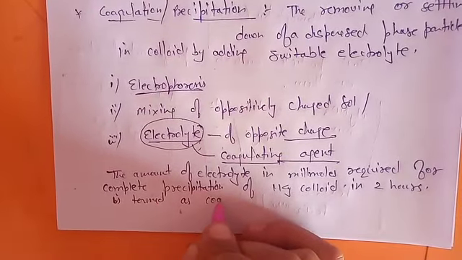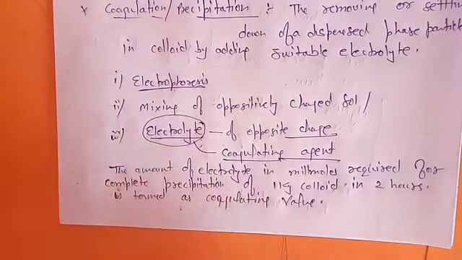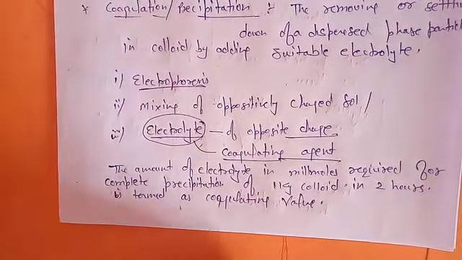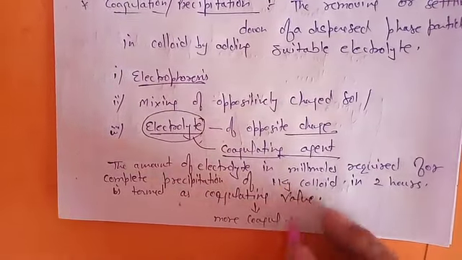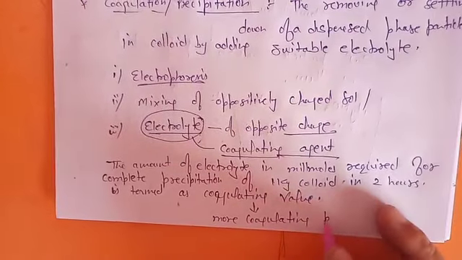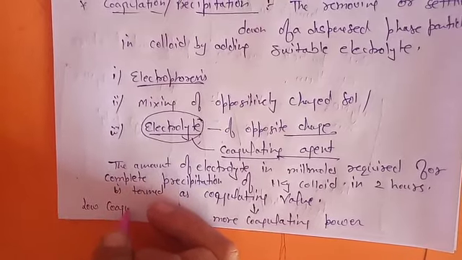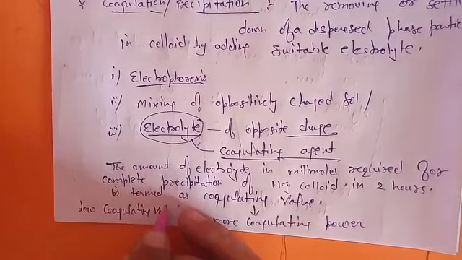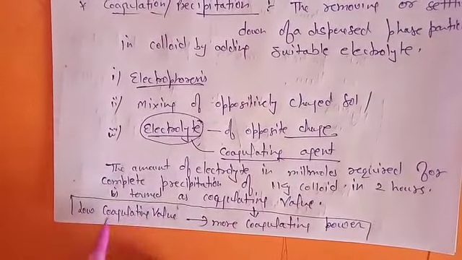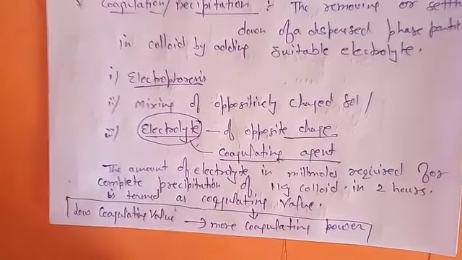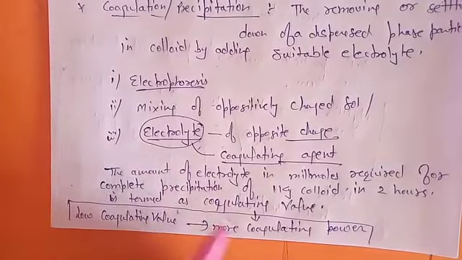coagulating value. And if an electrolyte has a low coagulating value, it means it has more coagulating power. I am writing again, low coagulating value results in more coagulating power. Why? Because if some electrolyte is needed in a smaller amount, meaning the coagulating value is lower, hence it has more coagulating power.